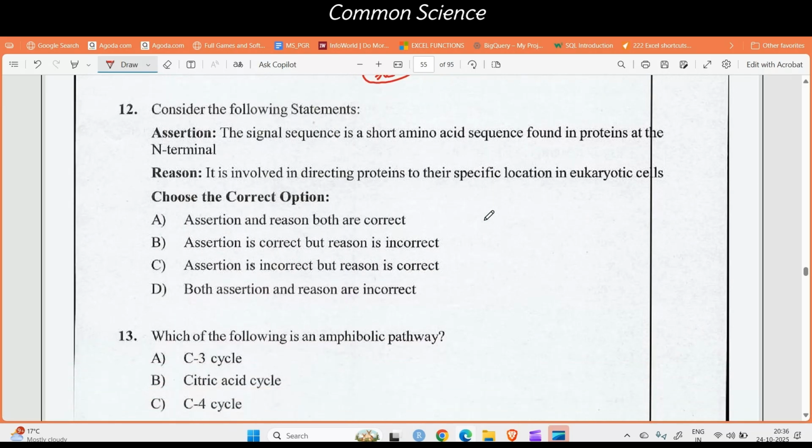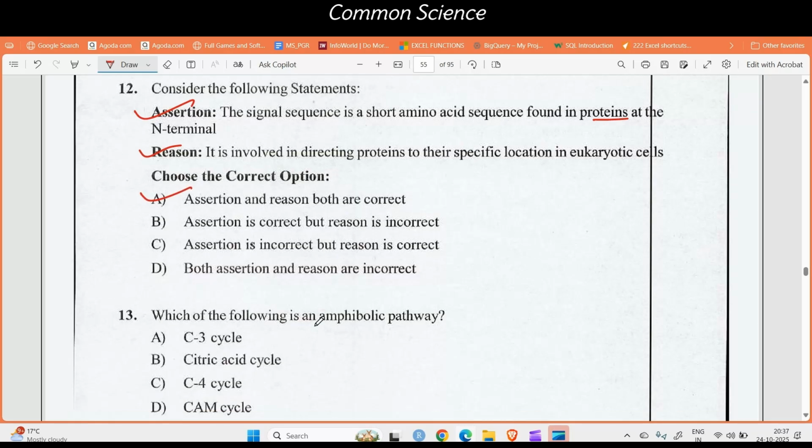The next question is question number 12. Consider the following statements. The signal sequence is a short amino acid sequence found in proteins at the N terminal end. Yes, definitely. Reason: it is involved in directing proteins to their specific location in the eukaryotic cell. Yes, definitely. So both assertion and reason are correct.